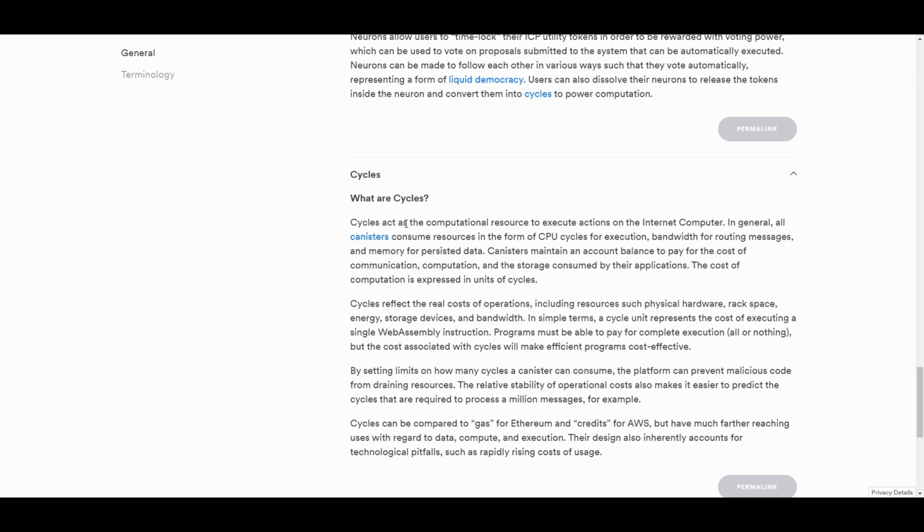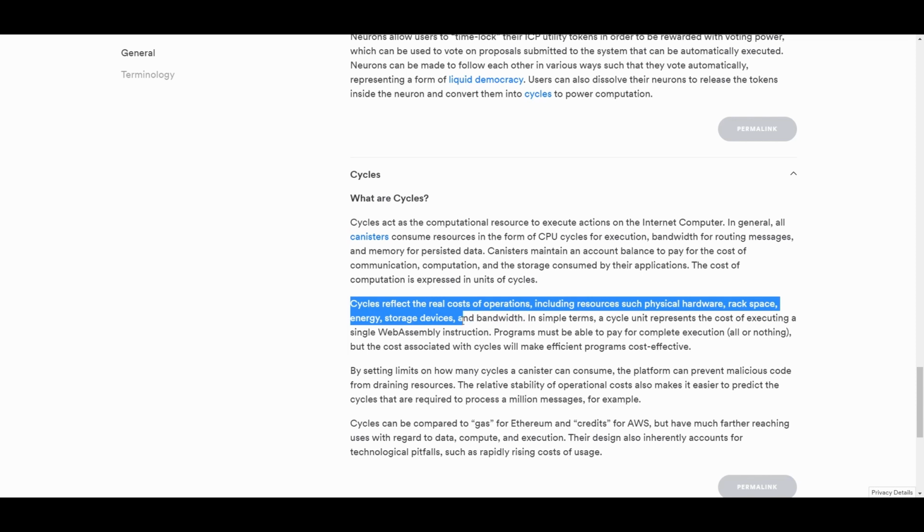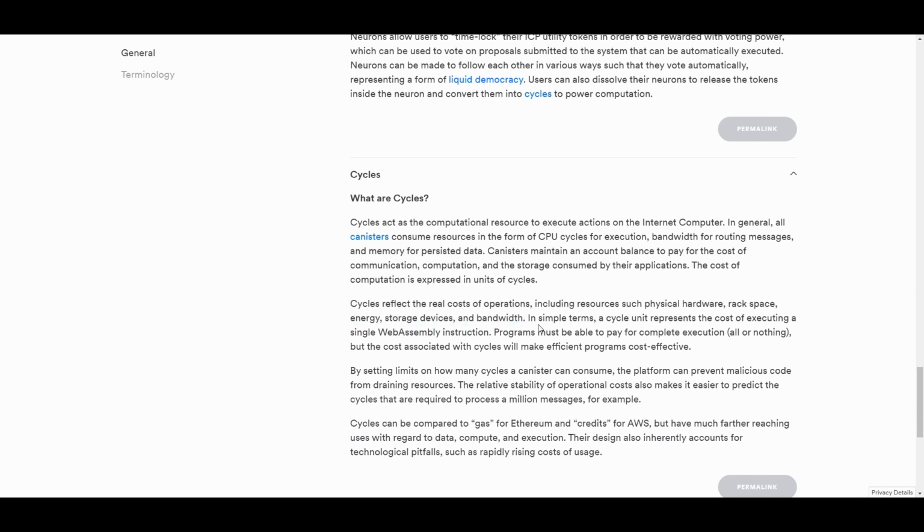Canisters maintain an account balance to pay for the cost of communication, computation, and the storage consumed by their applications. The cost of computation is expressed in units of cycles. Cycles reflect the real costs of operations, including resources such as physical hardware, rack space, energy, storage devices, and bandwidth. In simple terms, a cycle unit represents the cost of executing a single WebAssembly instruction.